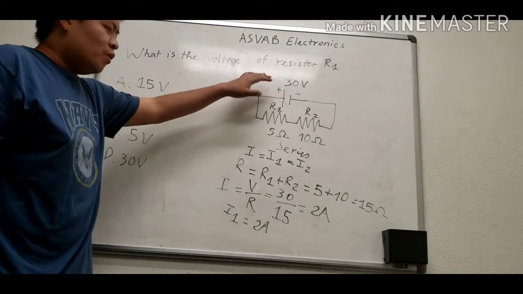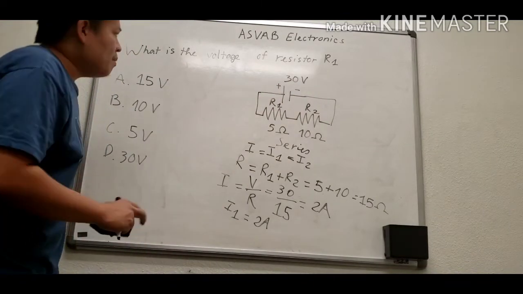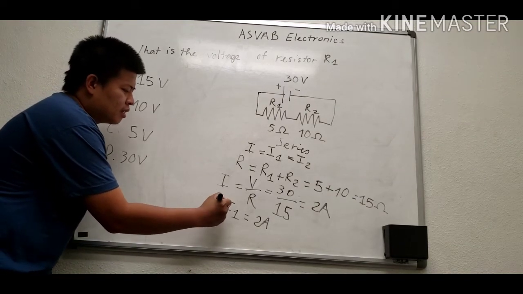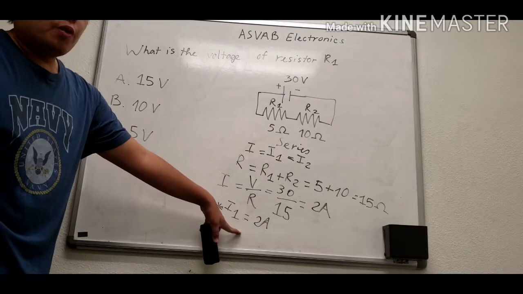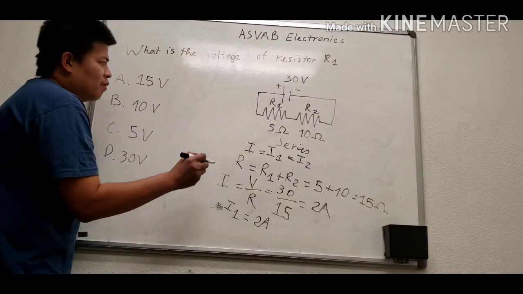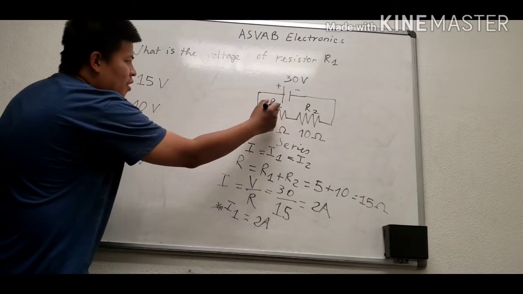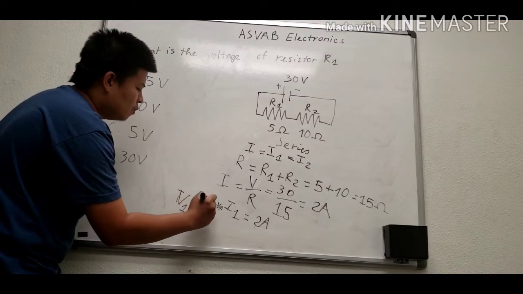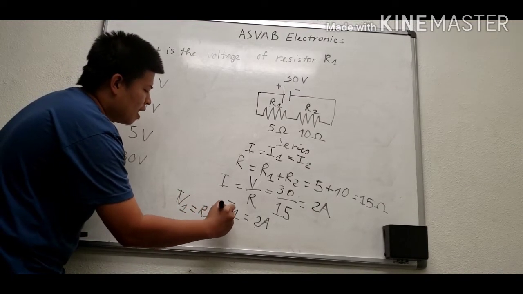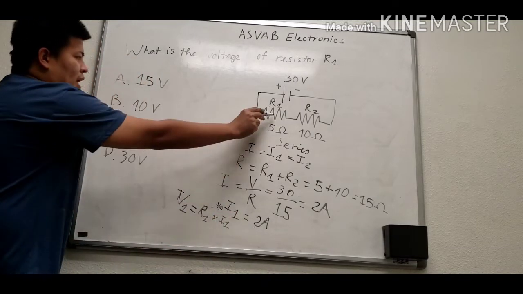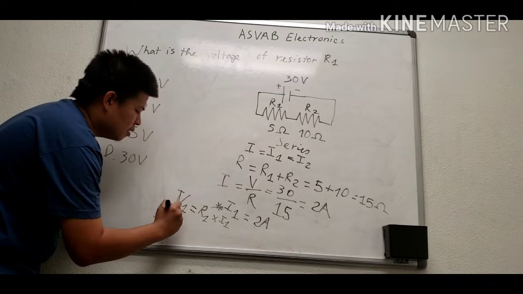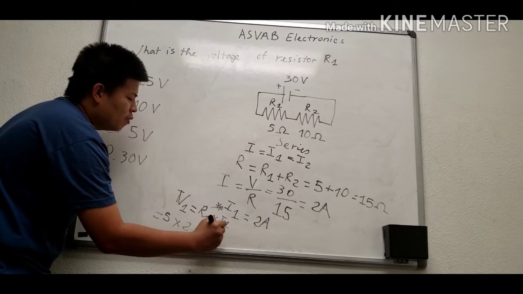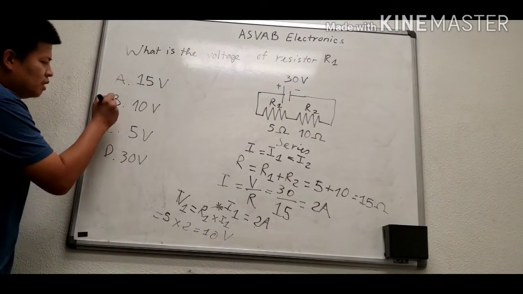What is the voltage of resistor R1? After we calculate everything, we have the I1 in here. This is about 2 ampere. We just apply the formula. We have 2A in this R1, and we apply the formula V1 equal to R1 multiplied with I1. R1 we have 5, and then we multiply with 2. So we got about 10 volts. So the answer for this question is B.